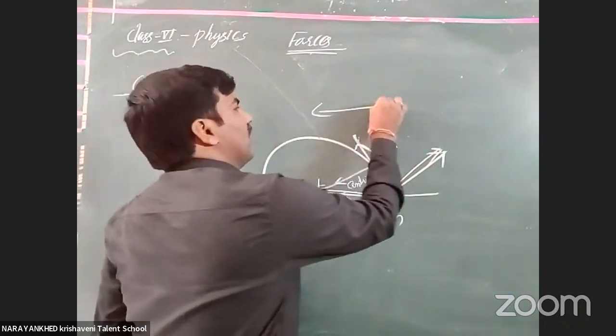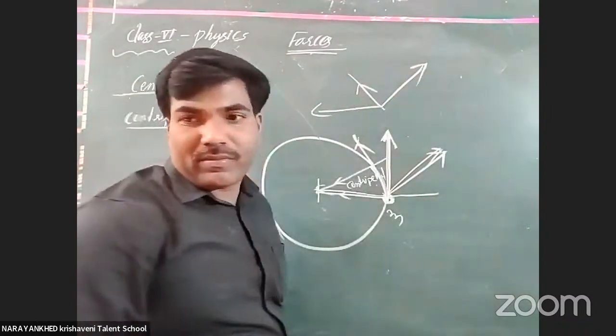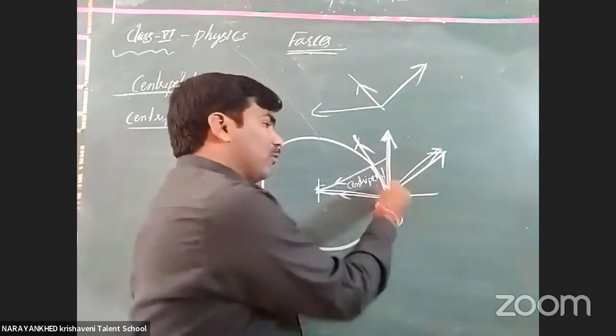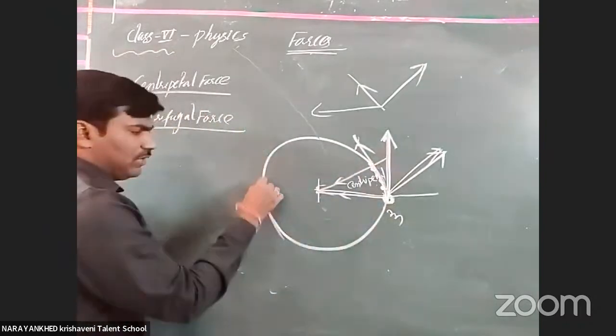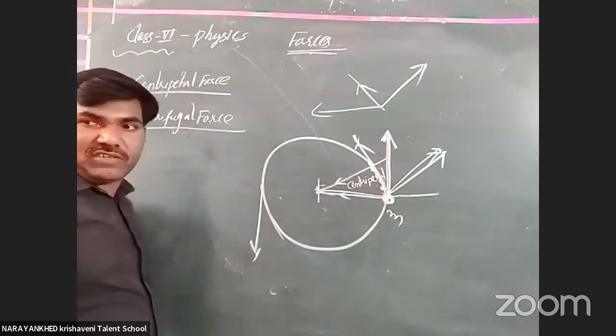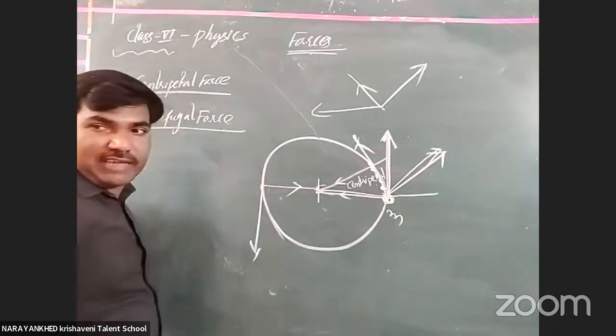Like that, forces are working here, and now it selects the mean path. Clear or not? At every point, everywhere, suppose you take here, the body wants to move in this direction, but the centripetal force attracts it towards this direction.